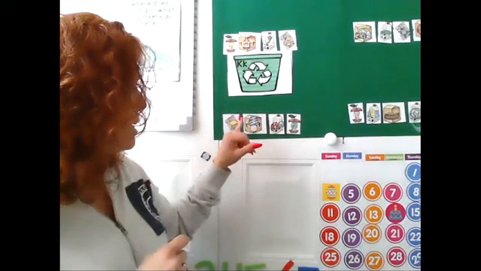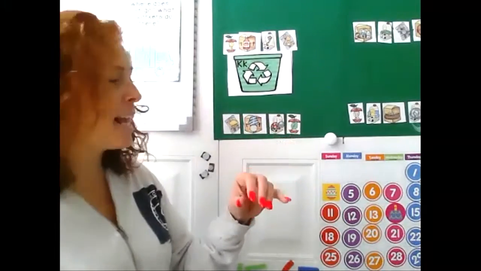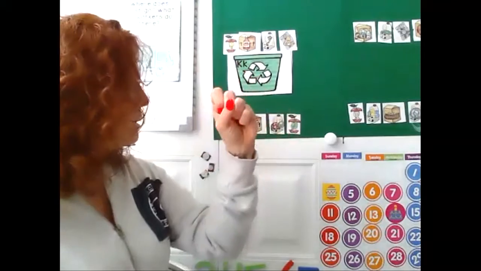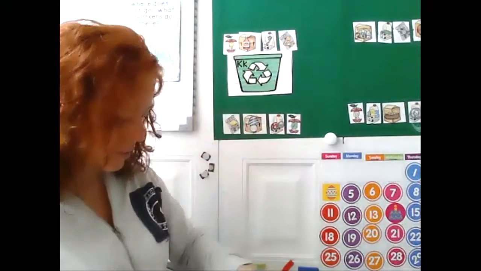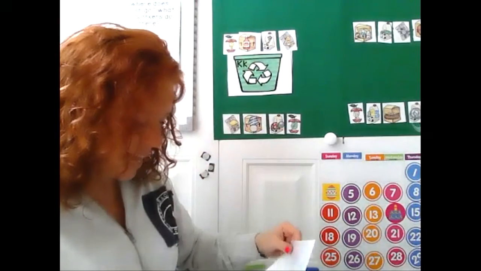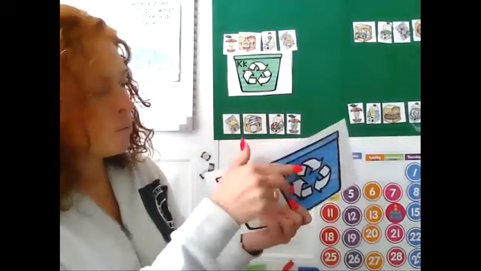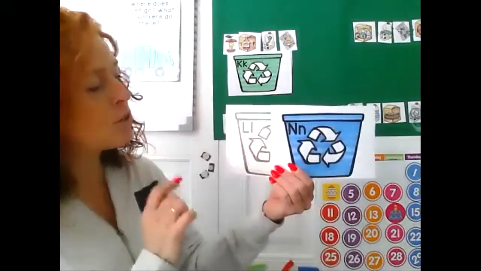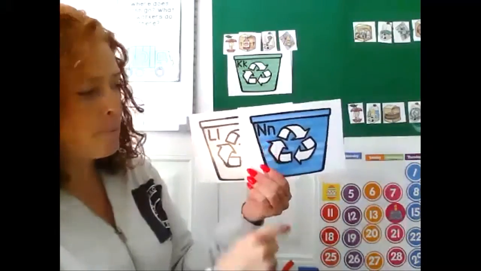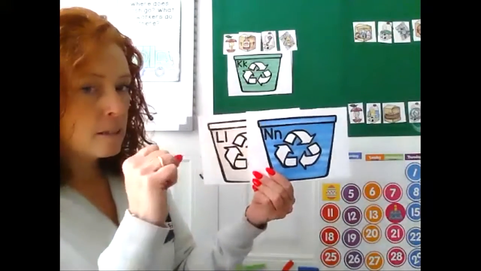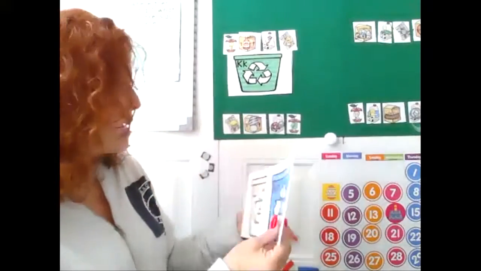We have lemon, lamp, ladybug, leaf. Ready? Let's say it again. Lemon, lamp, ladybug, leaf. All right, I'm going to give you guys two choices again. You ready? Which bin are those pictures going to go in? Are they going to go in my L bin or my N bin? Lemon, lamp. Yes, the L bin.